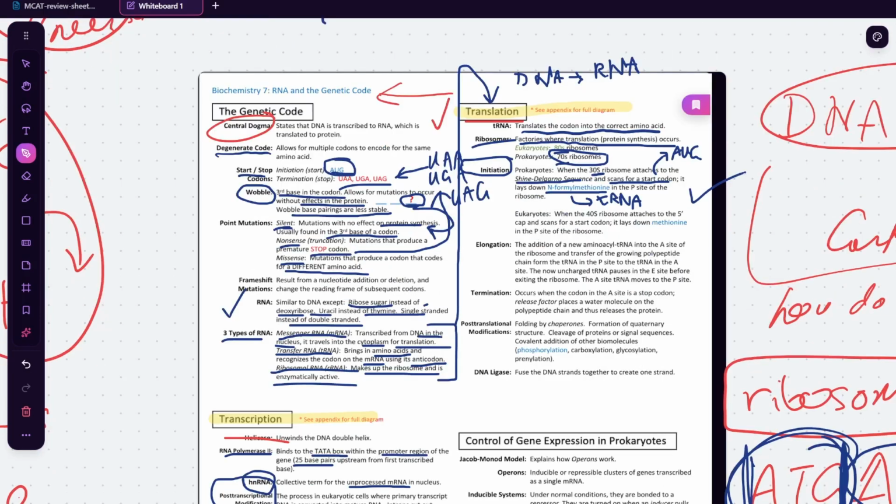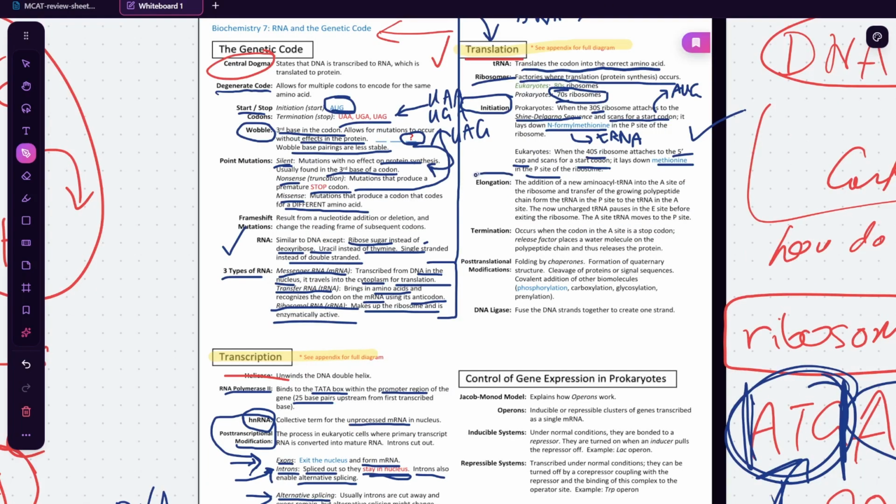And then for eukaryotes, you have a small subunit, 40S, which attaches to the 5' cap. Remember, we just learned about that. It scans for the start codon, remember, AUG. It lays down methionine, that amino acid, in the P site of the ribosome. So methionine docks in the P site, and the large subunit attaches, completing the ribosome.